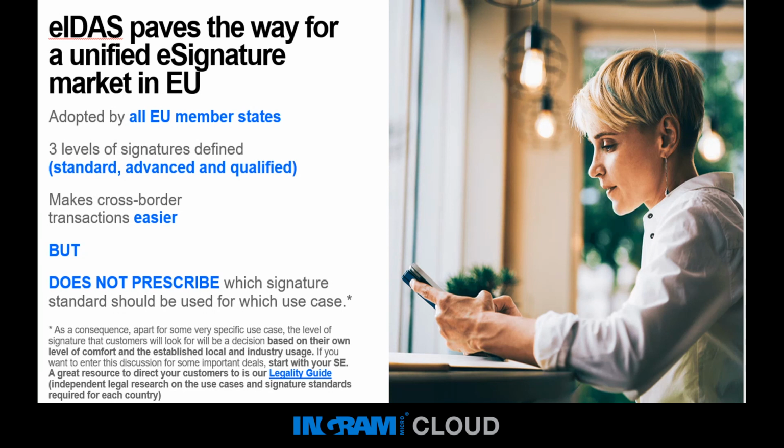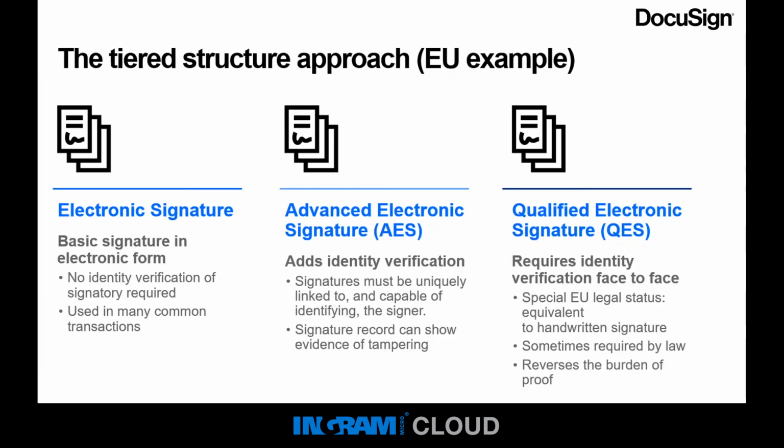So as I was saying, there's three different models here. The first one is your basic signature, your standard based signature. This doesn't require any verification of identity for the signer. Obviously, you can enforce this. You can put in single sign-on. You can put in two-factor authentication. But most of the time, this is what's going to be the common usage, and most of the transactions are going to be just your basic electronic signature.